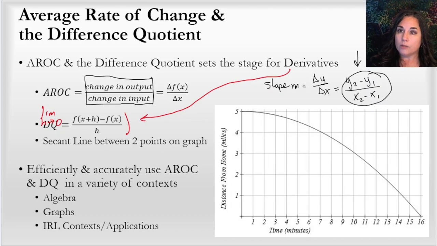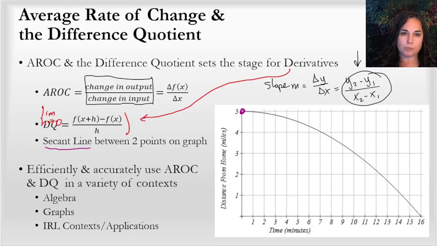Okay, an important learning objective for this course is to recognize that the difference quotient, the average rate of change, represents a secant line between 2 points in the graph. So what do I mean by that?